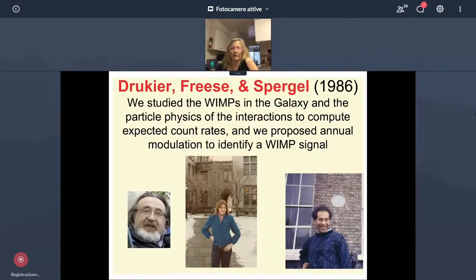So we were among the first to make calculations for this scattering process. This is on the left, Andre Drukier, me, and David Spergel. So we made calculations for what the scattering would look like for WIMPs in the galaxy.